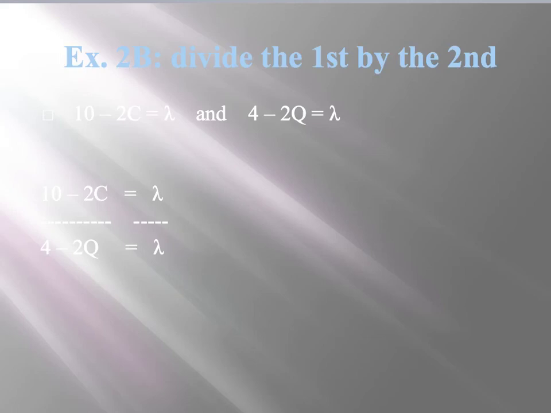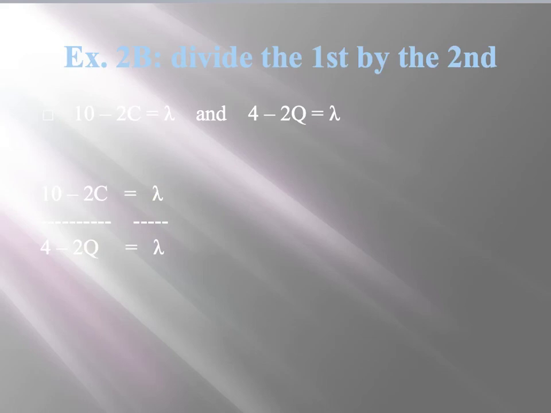So now step 4, divide the first variable's first order condition by the second variable's first order condition. So we had 10 minus 2c equals lambda and 4 minus 2q equals lambda. You divide the first one by the second one, and you get 10 minus 2c over 4 minus 2q is equal to lambda over lambda. These are going to cancel out and equal 1, and then what you could do is just multiply this term over so you can set them equal to each other.